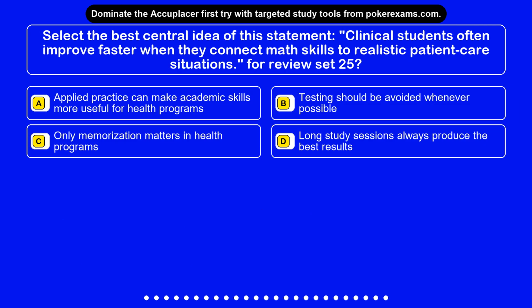Question 13. Select the best central idea of this statement. Clinical students often improve faster when they connect math skills to realistic patient care situations. For review set 25. Option A. Applied practice can make academic skills more useful for health programs. Option B. Testing should be avoided whenever possible. Option C. Only memorization matters in health programs. Option D. Long study sessions always produce the best results.